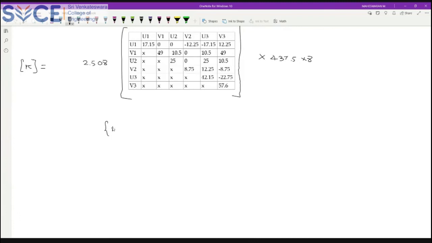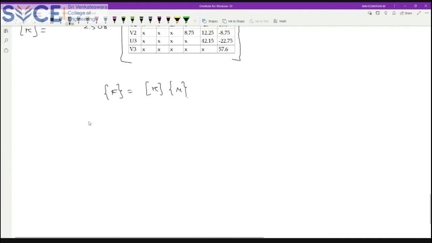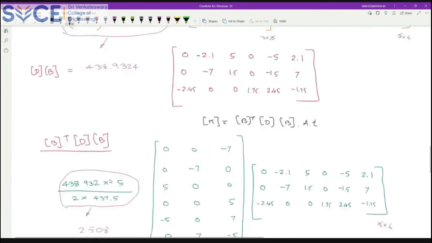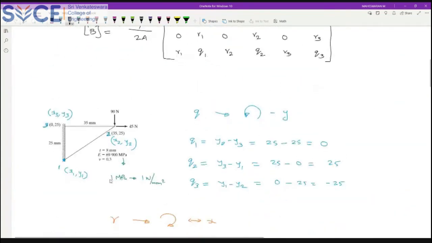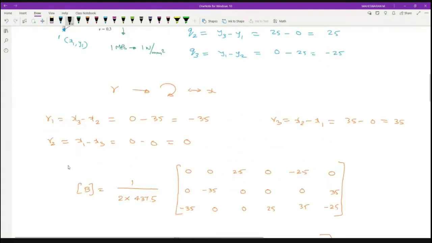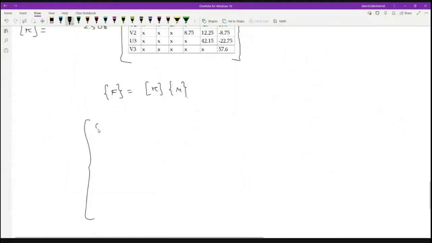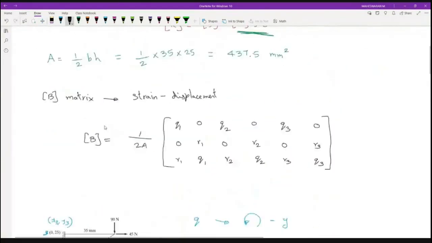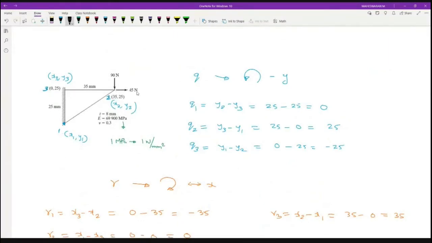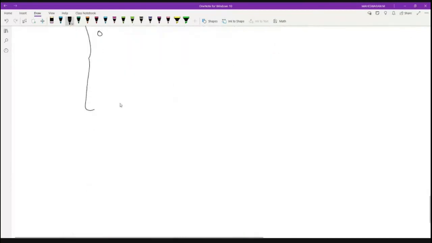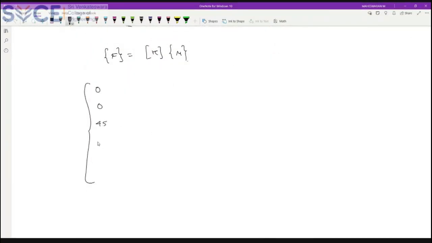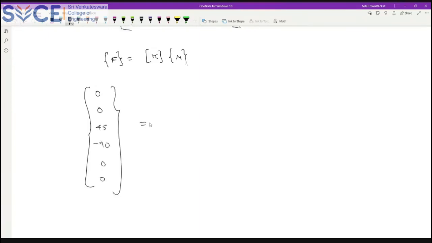Let me say that F is equal to K into U. So what is my F? My F is my forces with respect to the nodal points. Fx1, Fy1: at nodal point 1, you don't have any force, so 0 and 0. At nodal point 2, you have Fx, which is 45, and Fy, which is minus 90. So we have 45 and minus 90. And the third point also has no force, so these are all zero.